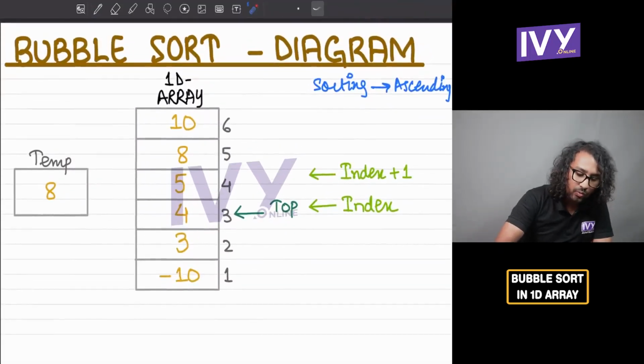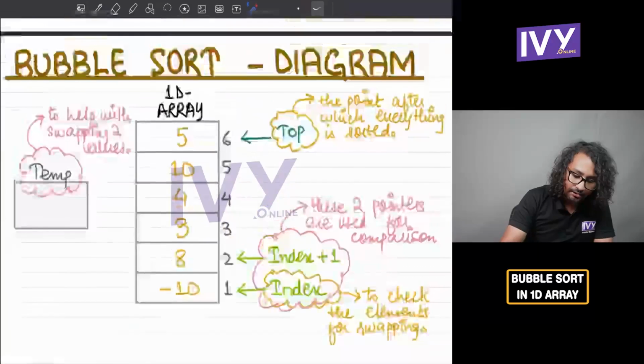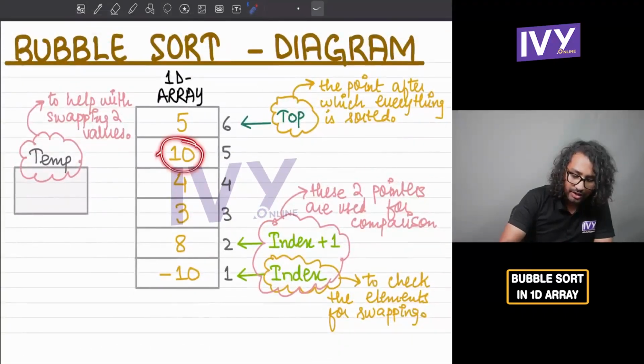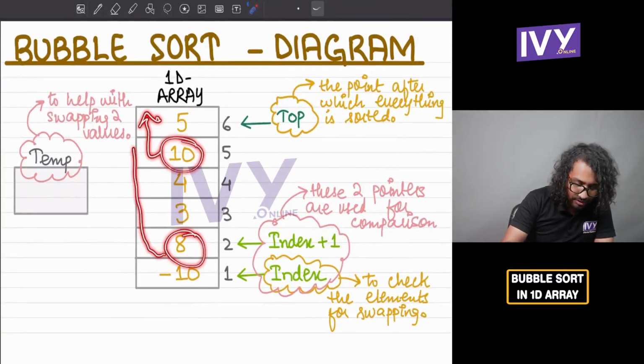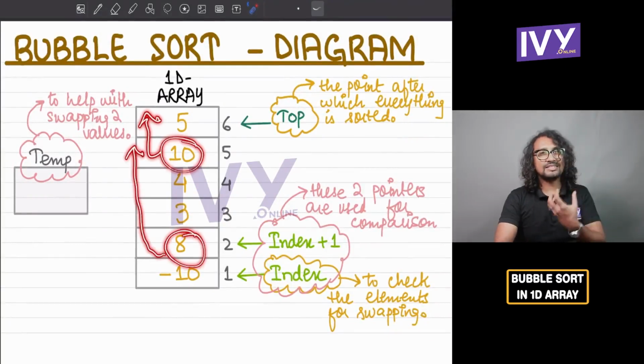Now I'll tell you why it is called bubble sort. Did you see how things were happening? Like 10, at first it was placed over here. It went on top, right? And then 8 was here. It went from here like this. So it is like a bubble.